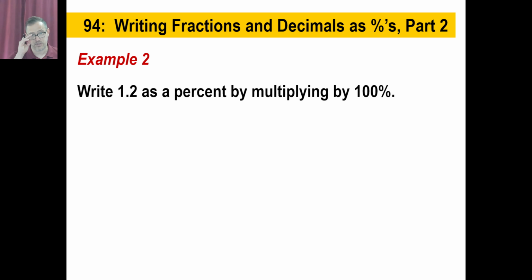Okay? Write 1.2 as a percent by multiplying by 100. Pause it right now. You do this yourself. Go ahead and pause it. Okay, well, all you need to do is 1.2 times 100%. Now, really quickly, don't sit here and do this long, 100 times 1. Don't do all that. Anytime you multiply anything by 10, you just move the decimal point over 1 time, right? If you multiply some number by 100, you move it over twice. Okay, so just go, there we go, 120%. That's it, all right?